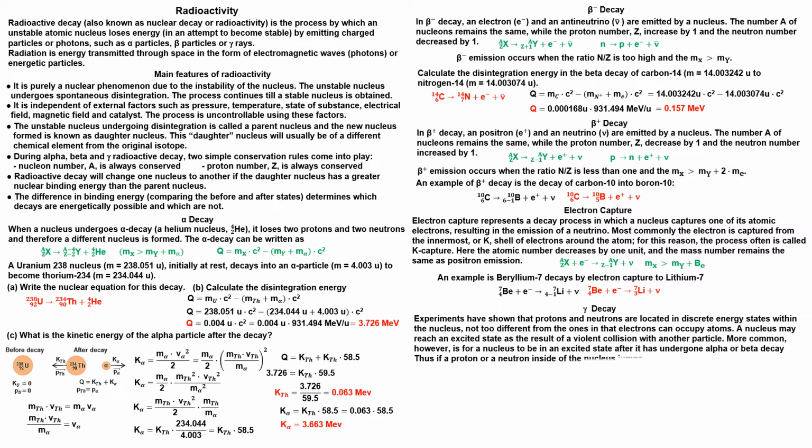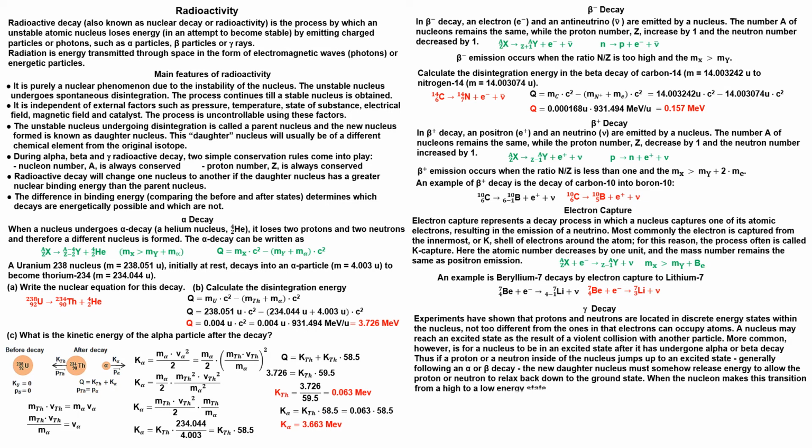decay. Thus, if a proton or a neutron inside the nucleus jumps up to an excited state, generally following an alpha or beta decay, the new daughter nucleus must somehow release energy to allow the proton or neutron to relax back down to the ground state. When the nucleon makes this transition from a high to a low energy state, a gamma photon is emitted. We can write gamma decay as follows. The asterisk means excited state of the nucleus. The following example shows the gamma decay process.